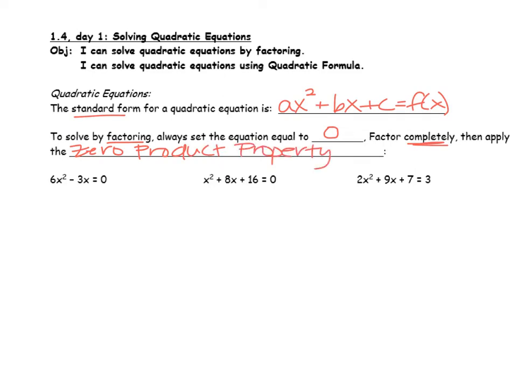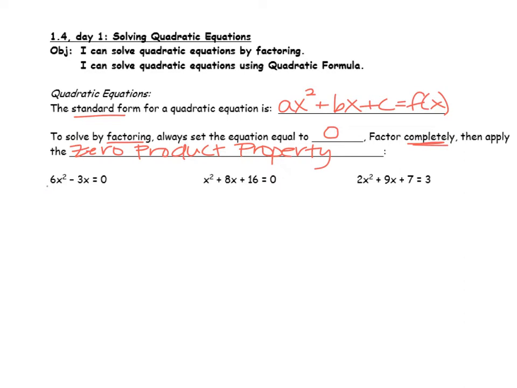Let's try a couple of examples. In our first equation, we have 6x squared minus 3x equals 0. So it's already set equal to 0. We just need to factor completely. Now this doesn't have the three terms that a normal standard form would have. It just has two. We can't split it apart then into two parentheses because it doesn't have that last term.